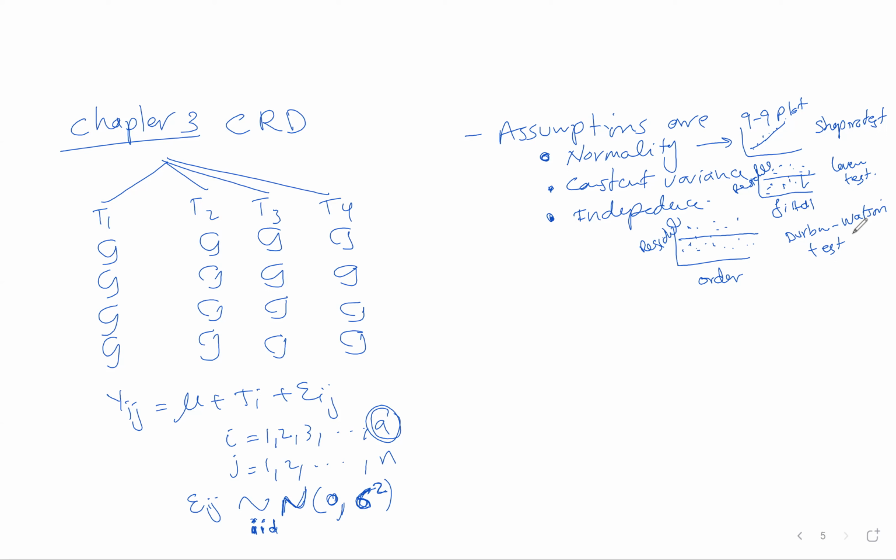And then we talked about the idea of fixed and random effects. This model, Yij equals mu plus tau i plus epsilon ij. Sometimes we work with the treatments as a random sample from all the possible treatments. So this one can be a random effect, or it can be a fixed effect.